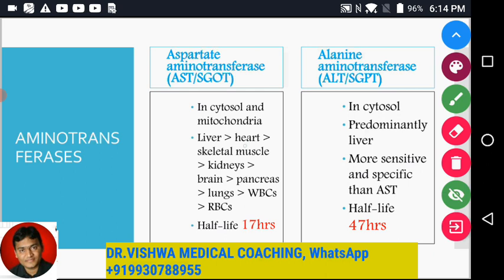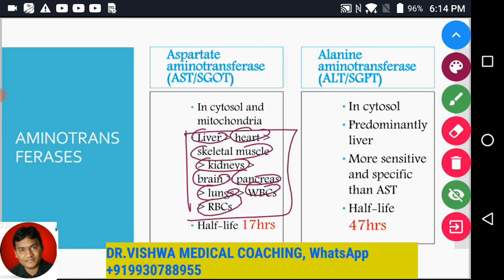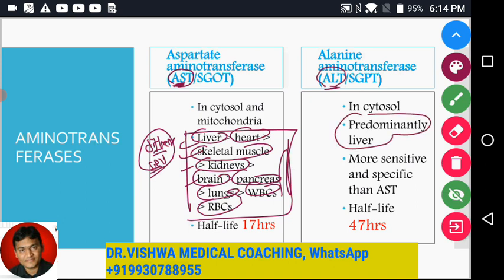Now remember, AST can also be released by heart, skeletal muscles, kidneys, brain, pancreas, lungs, WBCs and RBCs. So these ASTs are also there in other cells. So if AST is elevated marginally, whether it is coming from liver, skeletal muscles, kidneys, or brain, we don't know. But ALT is more specific for liver.